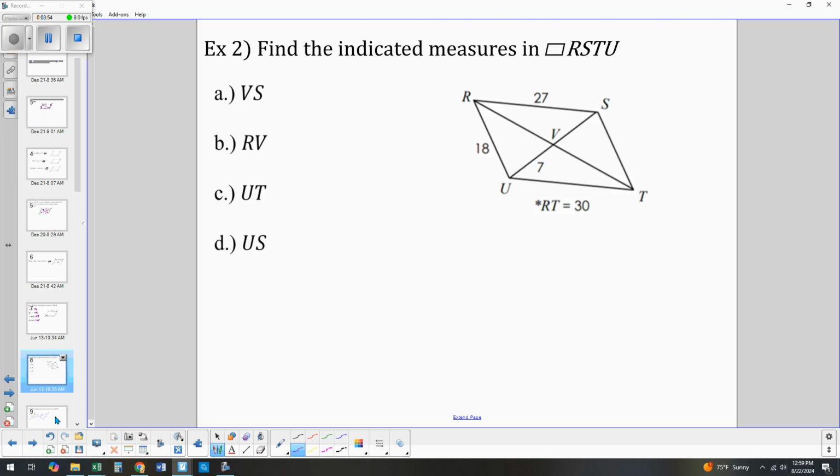Example 2, we have a little bit more information now. VS is part of the diagonal. It's the same as UV, so that would be 7. RV. They gave us down here, I know it's not on the picture, RT, this whole segment is 30, making each one 15 because it was bisected. So RV is 15. UT is opposite RS, so that's 27. And then US, if that was 7 and that was 7 together, US would be 14.